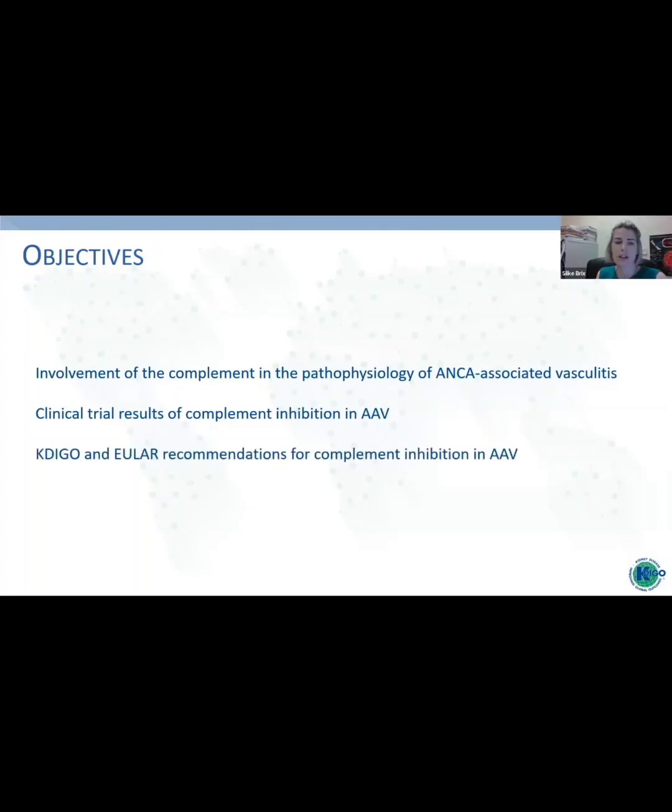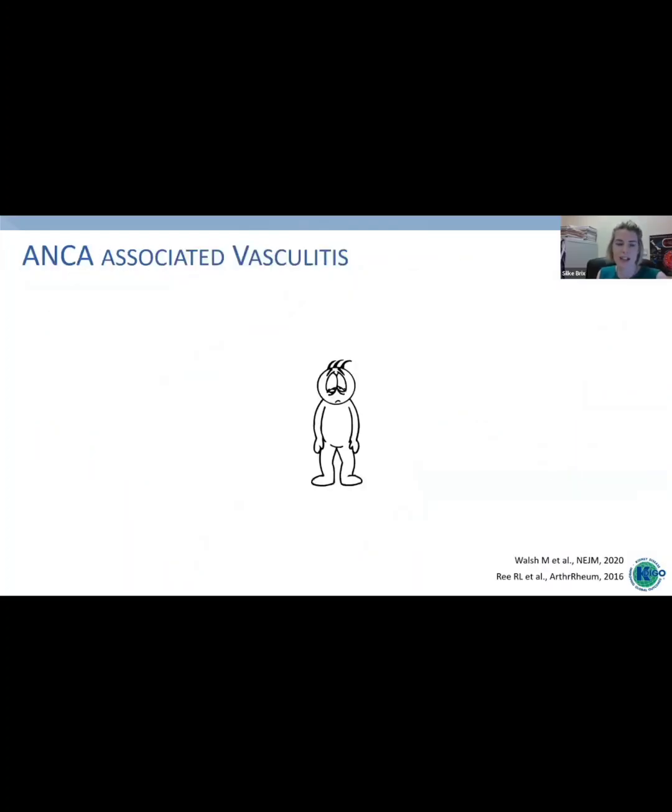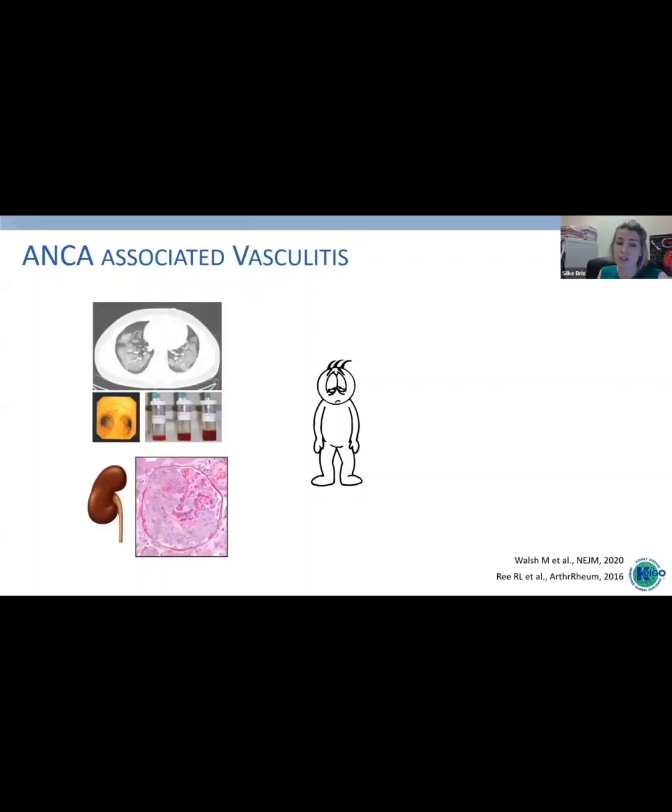And then I will only touch on what complement inhibition is in or not in KDIGO and the about-to-be-released EULAR recommendations. So first of all, it's always the question, why discuss this at all? I think we all know our patients are suffering from multi-organ disorder, and most of them are miserable. And perhaps we concentrate as physicians more on the clinical scenario and the severity of the disease. So we're very worried about diffuse alveolar hemorrhage, crescentic GN.